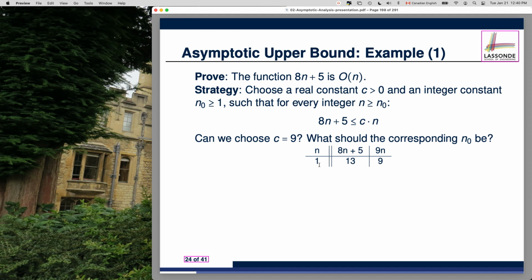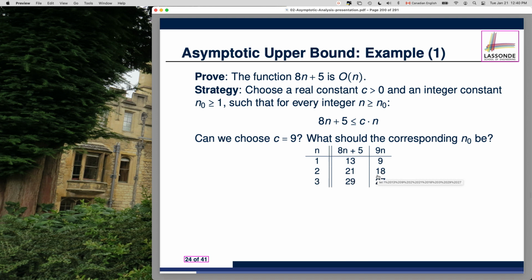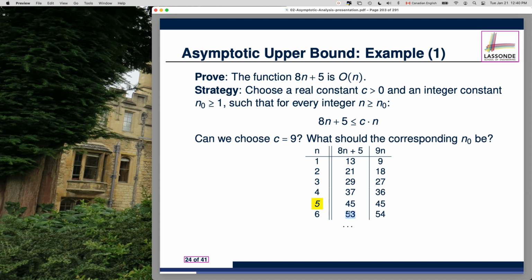We did this one here because it is not the case that 13 is less than or equal to 9. It's not the case, so not there. If you try 2, not yet. 21 is also not less than or equal to 18. If you try 3, also not. Try 4, also not. But if you try 5, this is the very first value for n0 where the upper bound effects start happening. And to be sure, you may want to do just a few more to make sure the trend will go on. You can see 53 is also less than or equal to 54, right?